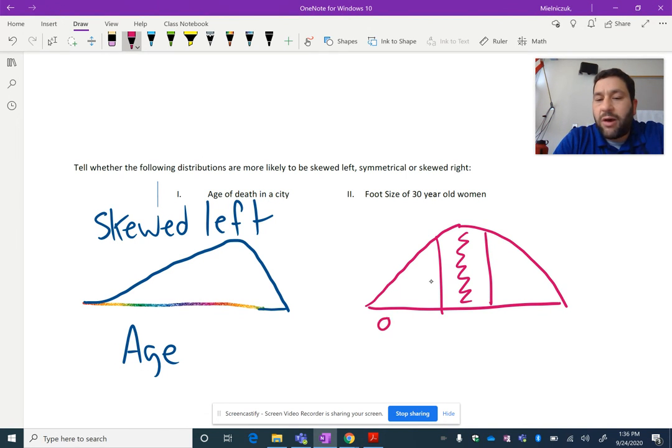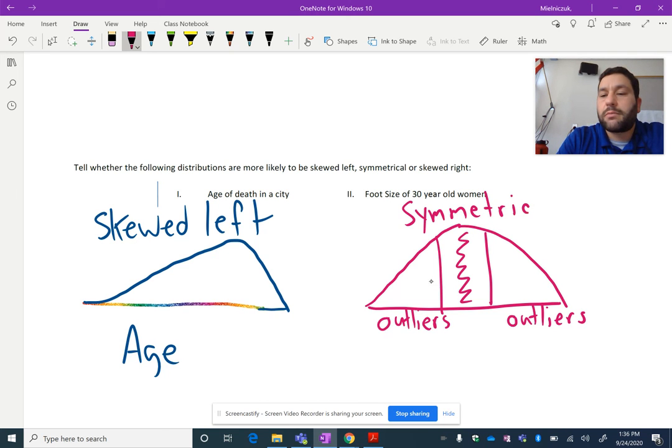You're going to have a couple outliers on the left side. You're going to have a couple outliers on the right side. I'm not saying everything to the left or right is an outlier, but you're going to have some that pull them in either direction. But a majority are going to be in the middle, meaning that this would have to be a symmetrical graph.